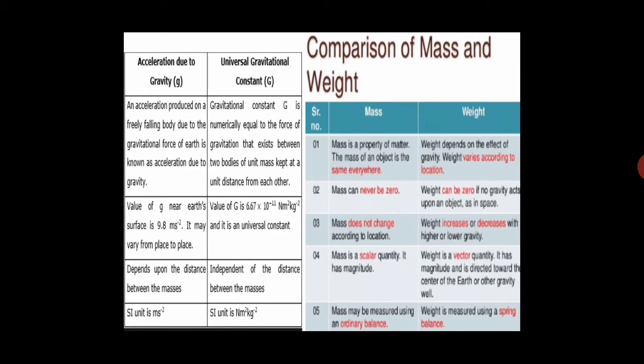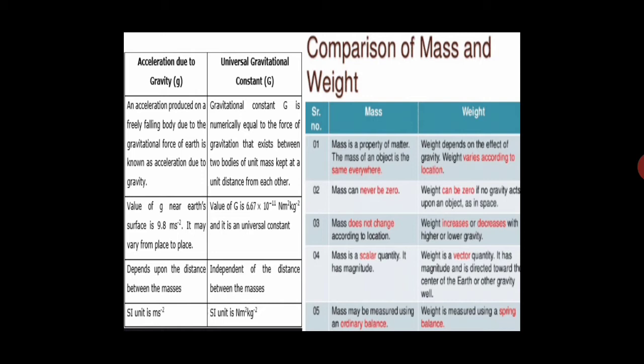Next, I have the differences for you. The first one is between the acceleration due to gravity and the universal gravitational constant. The other difference I have for you is the comparison of mass and weight. These are both important from the CBSE question paper point of view.